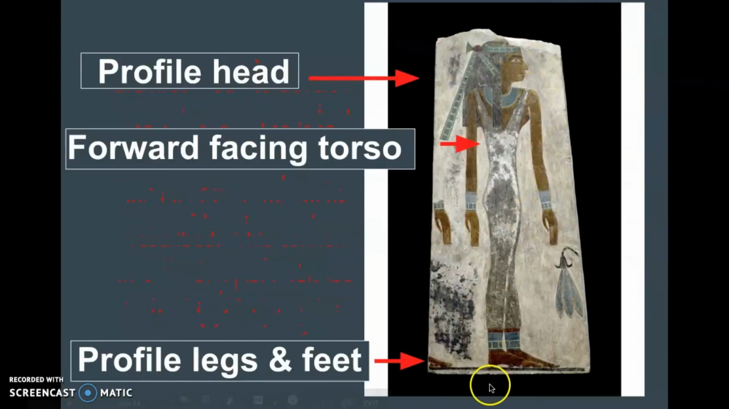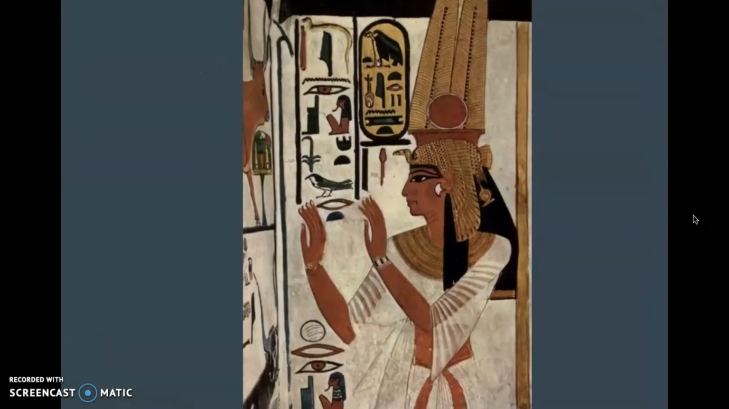So the common orientation of the Egyptian figure was a profile head, a forward-facing torso, and profile legs and feet. So the torso is facing toward us, while the head is in profile and the legs and feet are in profile, meaning that they're to the side. This is a portrait of Queen Nefertiti, seeing the orientation of the torso versus the head and the limbs again.